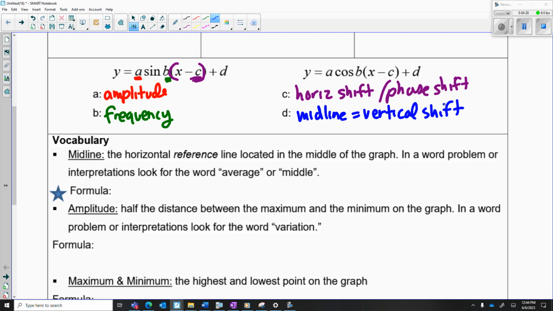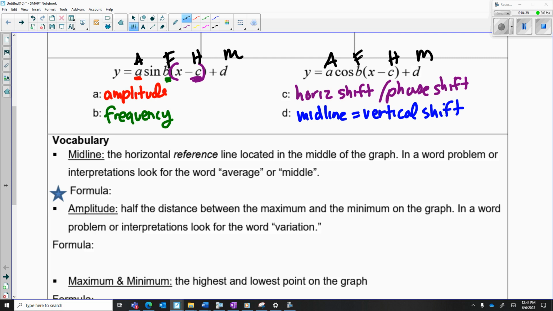Okay, so I just want to remind you we went over it's alphabetical A, F, M, or if you want to throw in the horizontal shift, it's A, F, H, M, where F is the frequency. Okay, so if you like, you can use that as well. The B is the frequency.